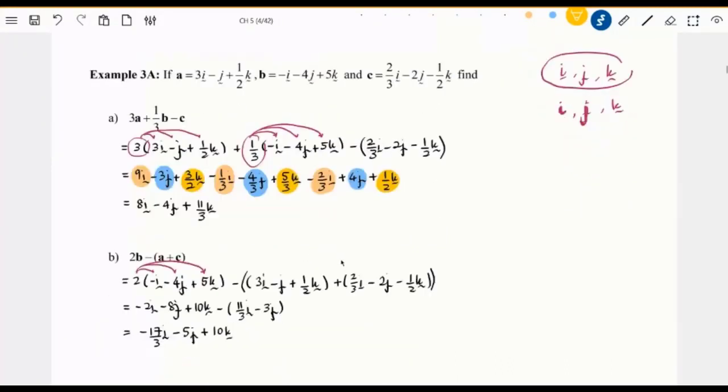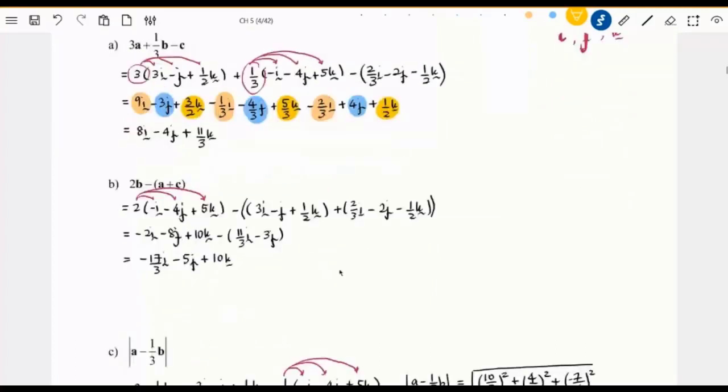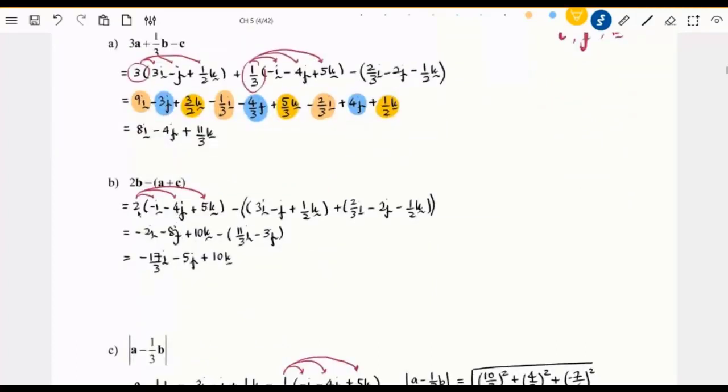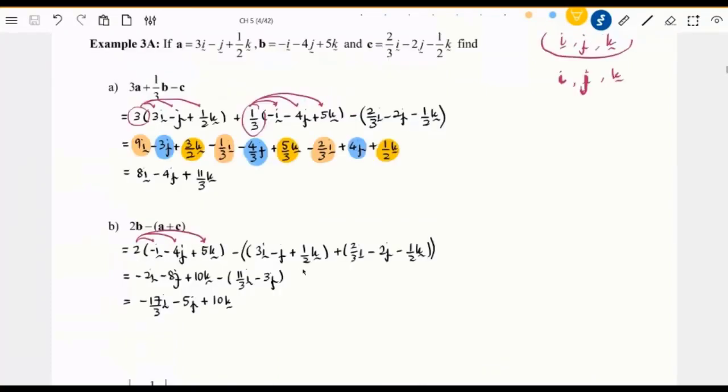Now part B. The same thing, we have to bring in the constant into the vector. So we bring in 2 here. So A and C we simplify it first, baru kita combine dengan 2B. So we end up with negative 17 over 3I minus 5J plus 10K. Okay, so that will be the example 3A.